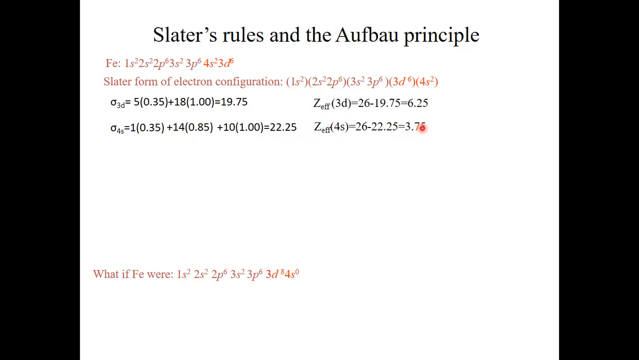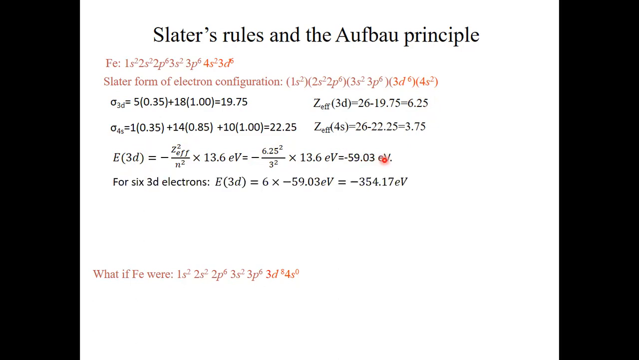Okay, so now we can calculate the energies of these electrons the following way. For a 3d electron, and for now we consider only one, the energy is the effective nuclear charge squared over n squared times 13.6 electron volts. So this is 6.25 squared, this value here, over 3 squared, because we are looking at an electron in the third shell, a 3d electron in this case, times 13.6 electron volts, and that's minus 59.03 electron volts.